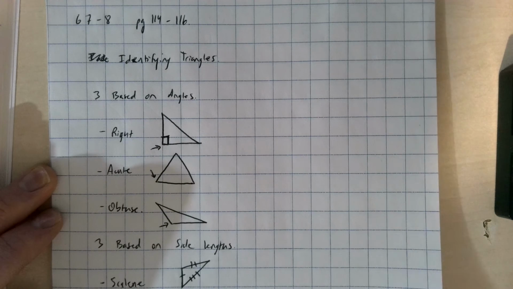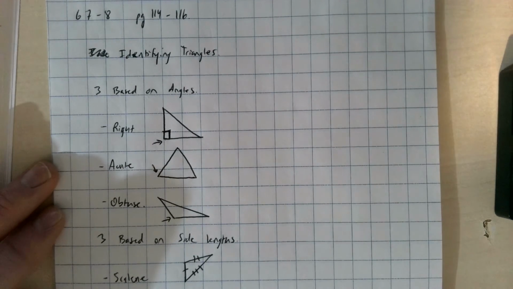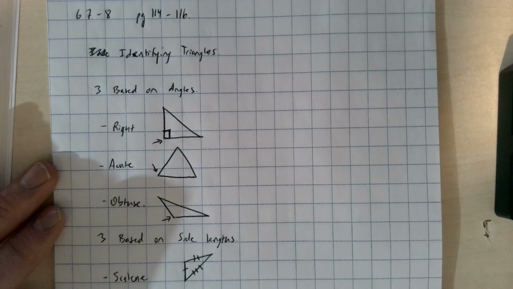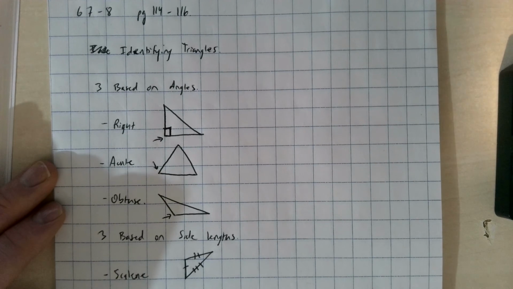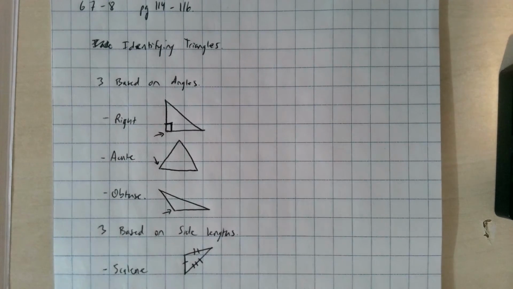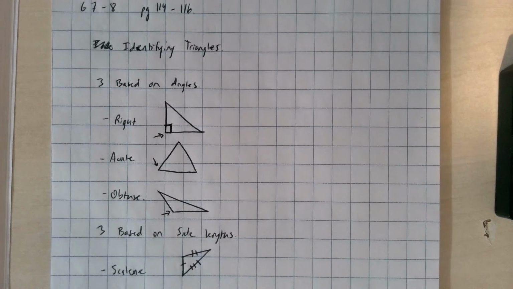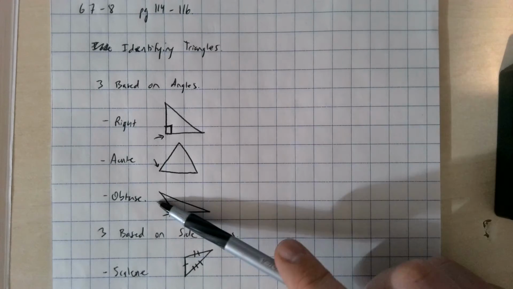So there are two different ways that we can identify triangles. One is based on angles, the other is based on side lengths. We're going to focus on just the angles first. So how do we recognize different types of triangles? It's based on what sort of angles are making up the triangle. We have right, acute, and obtuse, as we have listed here.